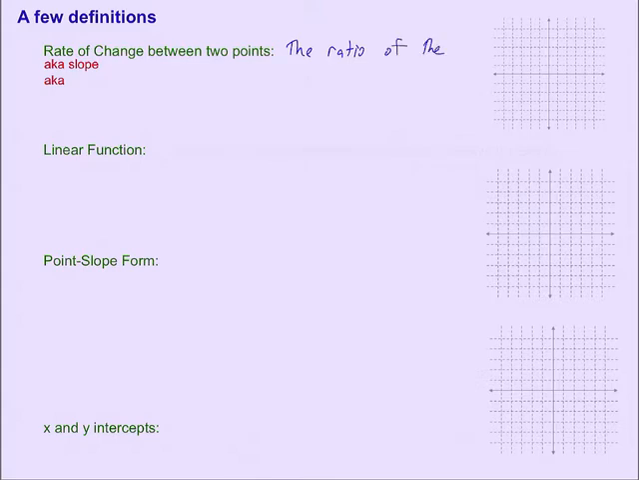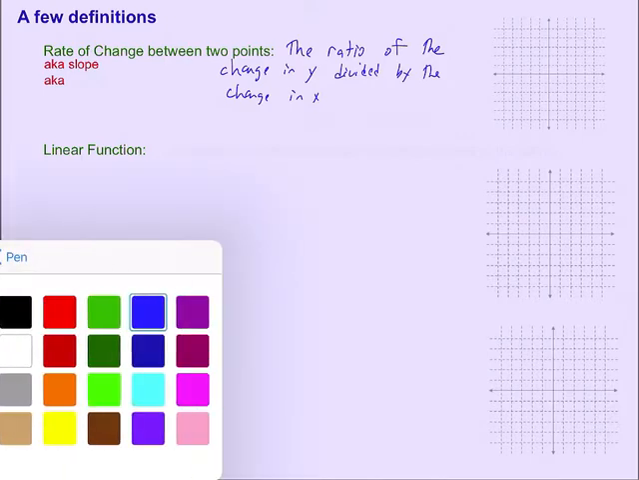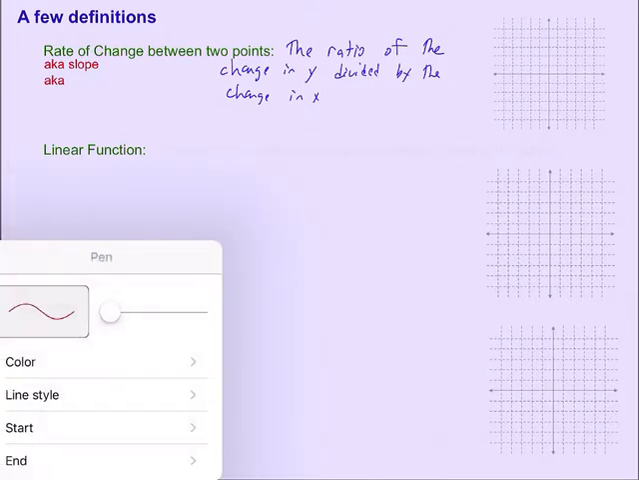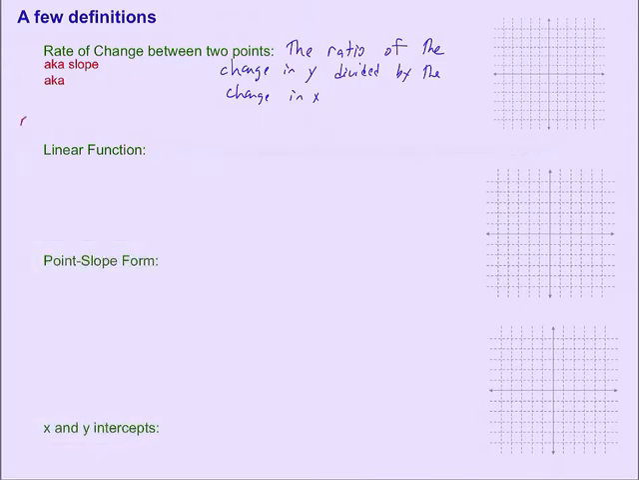of the change in y. Remember, y is our output, our dependent variable, divided by the change in x. As a formula, you'll have seen this before. We often call that rate of change m, the symbol for it.